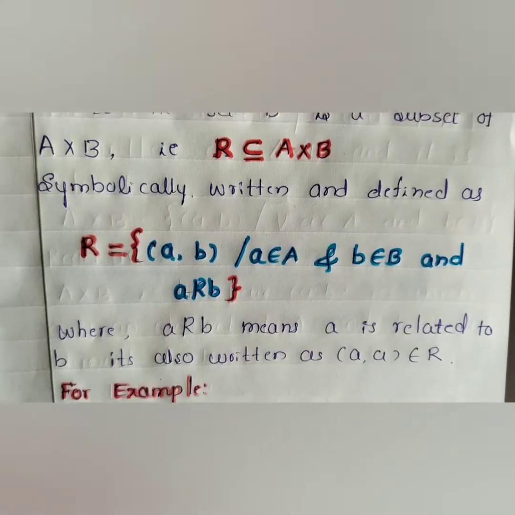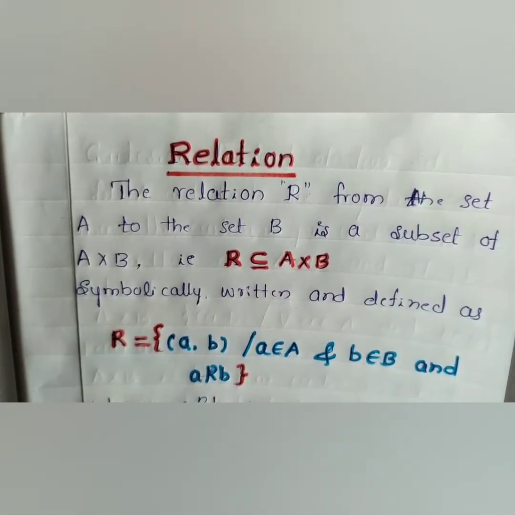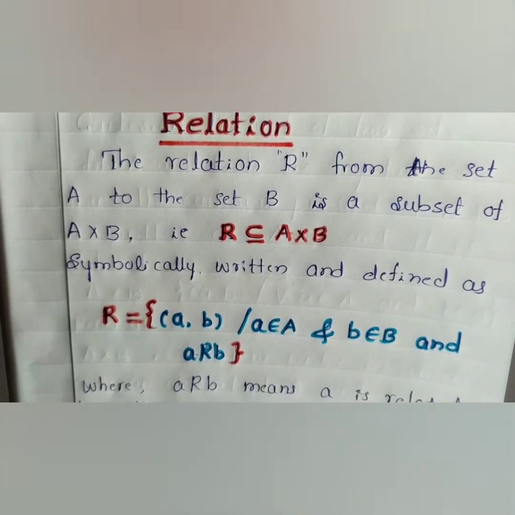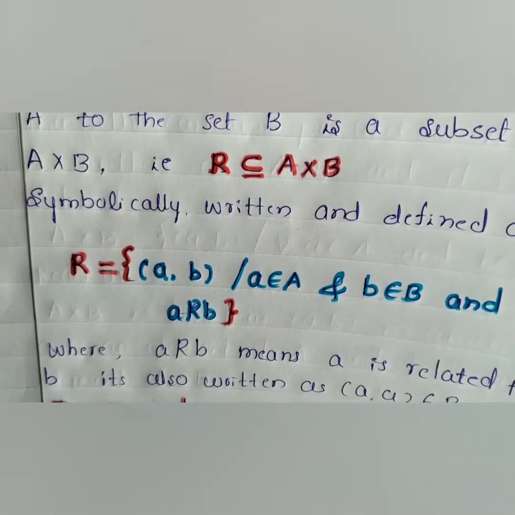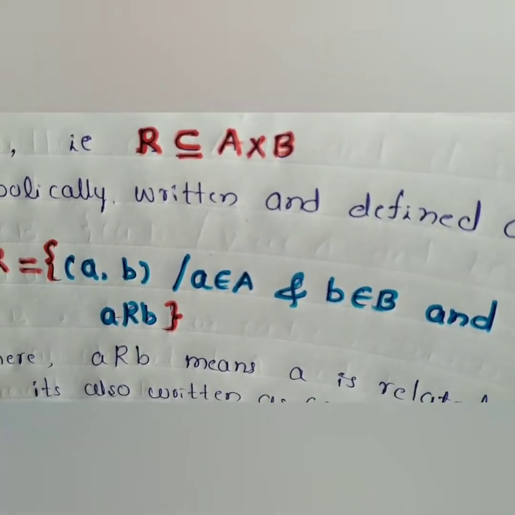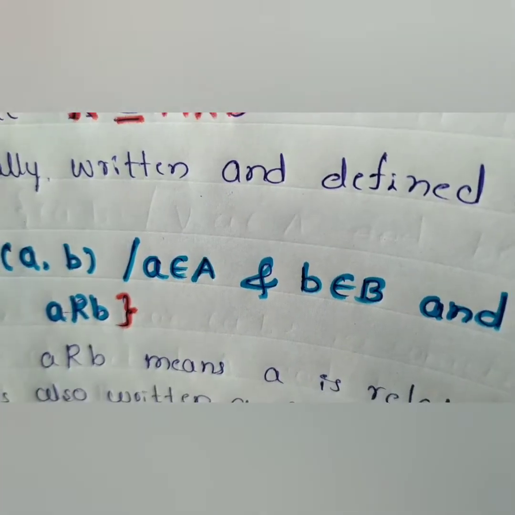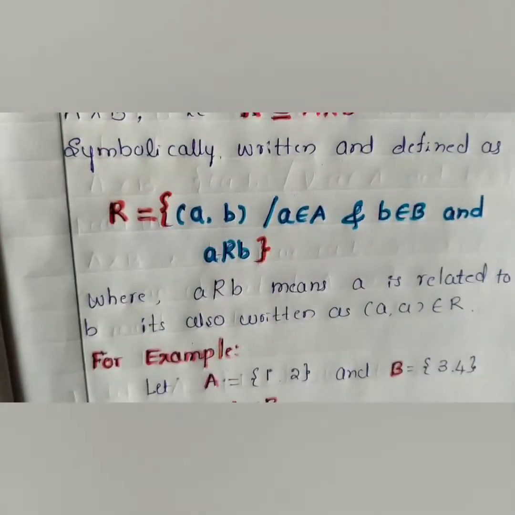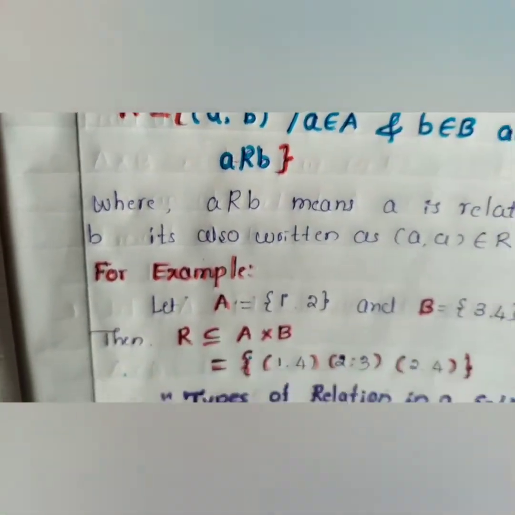So once again I will recall the relation on a set. The relation R from the set A to the set B is a subset of A cross B. Now the relation R is defined as a pair (a, b) such that a is an element of A and b is an element of B, and it is simply written as aRb. aRb means a is related to b.